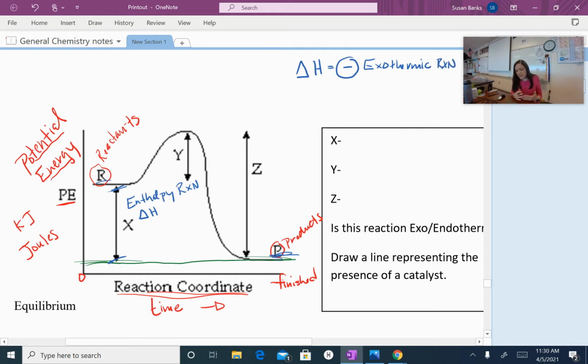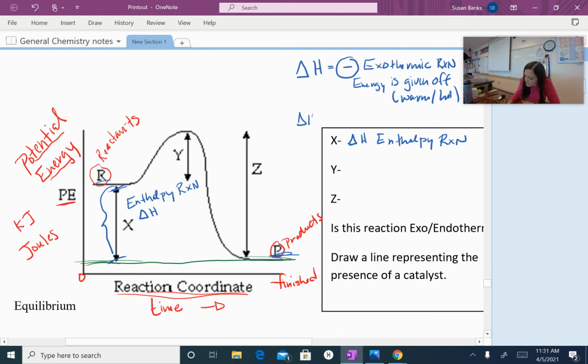That means that energy is given off. Look at all this energy that was given off. So energy is given off. So these reactions are going to feel warm or even hot, because energy is being given out into the rest of the system. So X here is my delta H, or the enthalpy of my reaction.